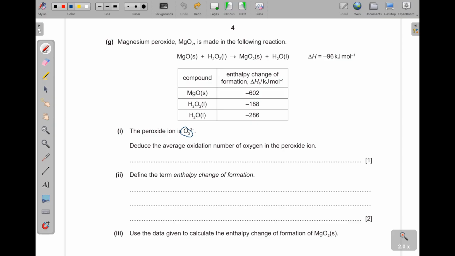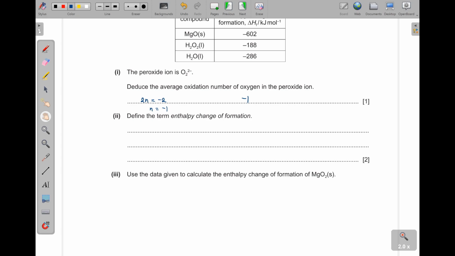Now, there are 2 oxygen atoms here, so I will say 2N. We don't have any other atom. Then this is equal to the charge here, which is negative 2. When I divide all through by 2, I will get negative 1. So the answer here has to be negative 1.